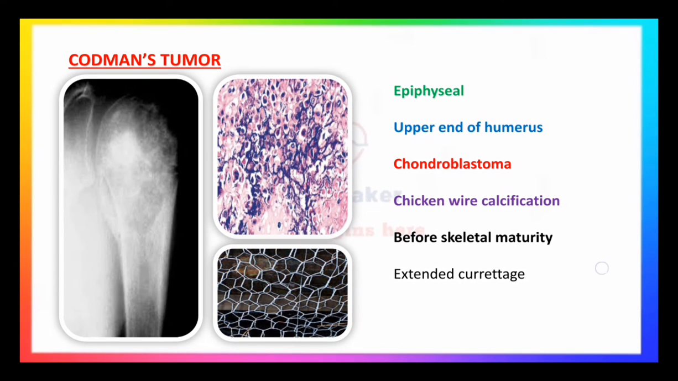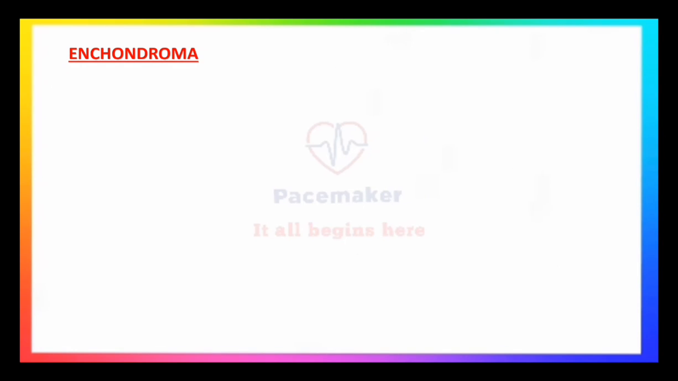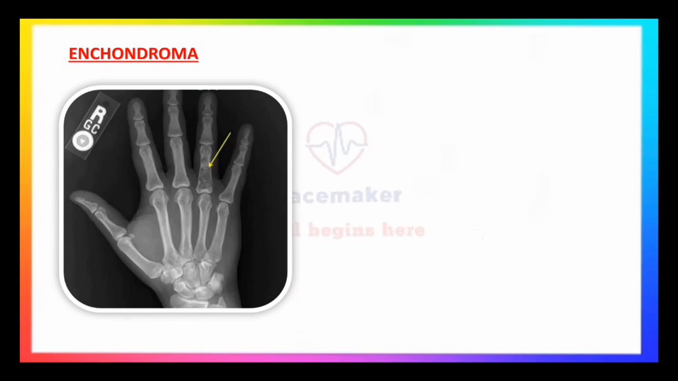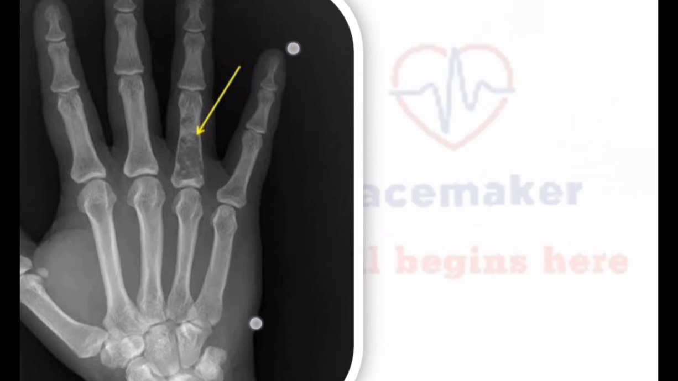Now let us look at one more interesting tumor, that is enchondroma. Enchondroma is a pre-malignant benign tumor. Malignancy risk is 5%, and this is the most common bone tumor of the hands and feet. This also arises from the metaphysis. See here, this is enchondroma.